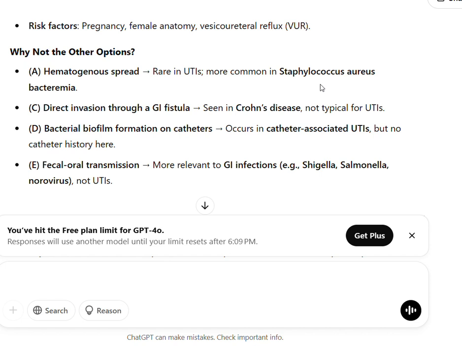E. Fecal-oral transmission is more relevant to GI infections, e.g., Shigella, Salmonella, norovirus, not UTIs.